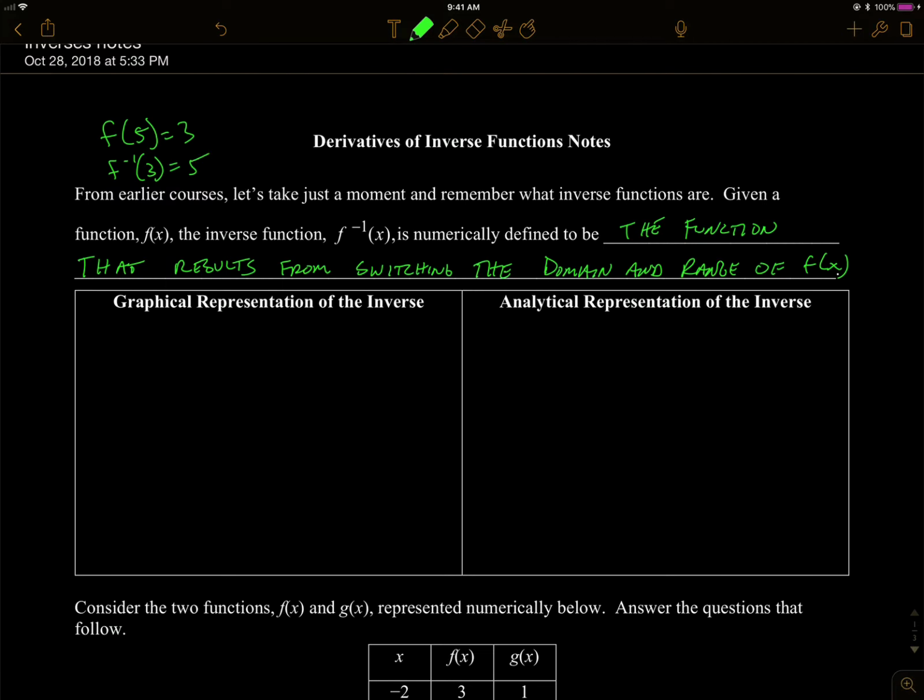So for instance, if I know f of 5 equals 3, then I know f inverse of 3 equals 5. I switch the x and the y. I like the word mapping here. When you think of f of 5 equals 3, we say the x value 5 maps to 3. Well, the inverse just points back the other way. The 3 maps back to the 5. So here's a graphical representation.